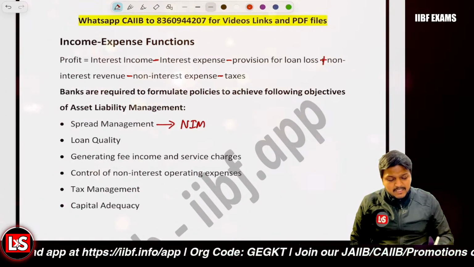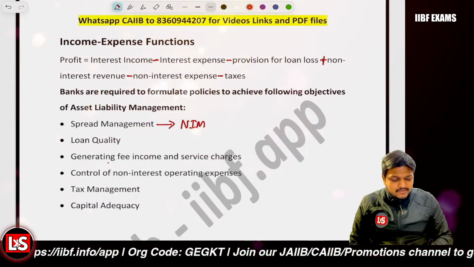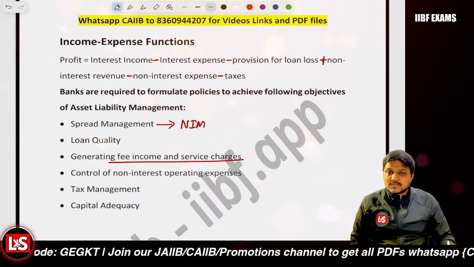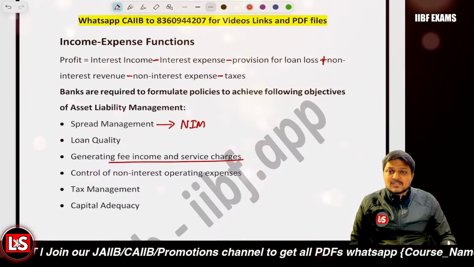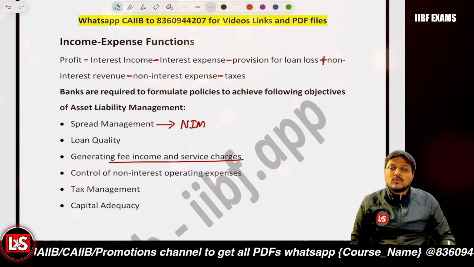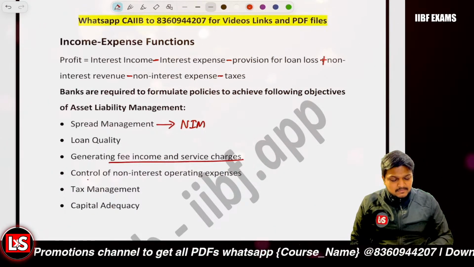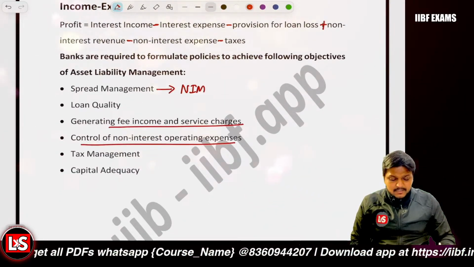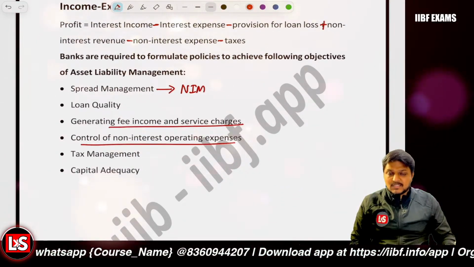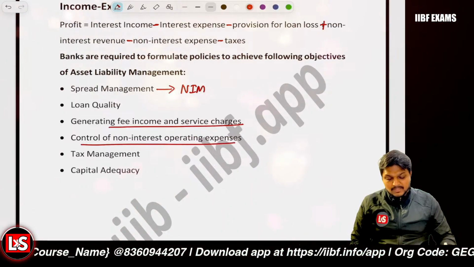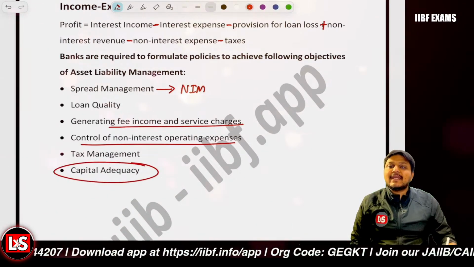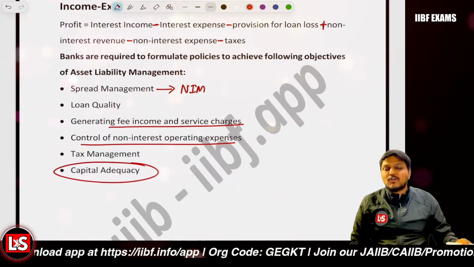Fee-based income means we need to increase the fee generating income, service charging income for us. Cost control means we need to reduce the operating expenses. And further, tax management means the tax efficiency, so as to optimize the tax liabilities. Capital adequacy means that we are to maintain the CRAR as per the Basel III norms.